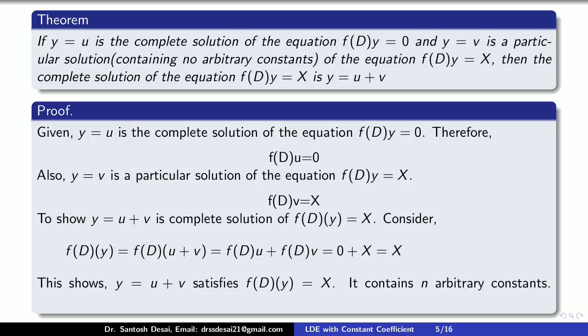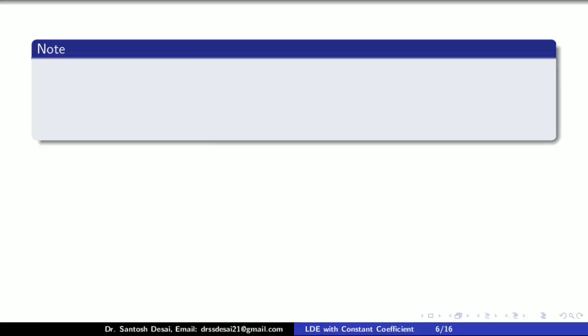Now here y = u + v contains n arbitrary constants, because u contains n constants and v is free from arbitrary constants. So therefore u + v contains n constants, and hence y = u + v is the complete solution of f(D)y = X.